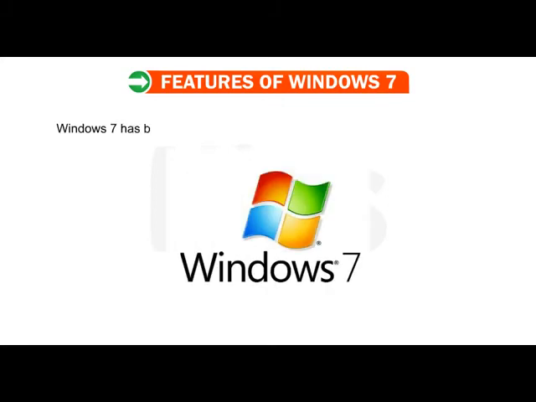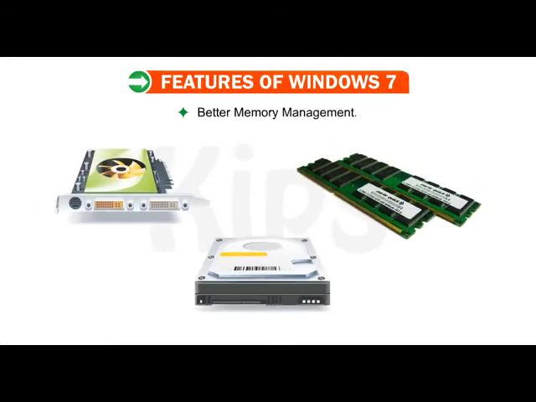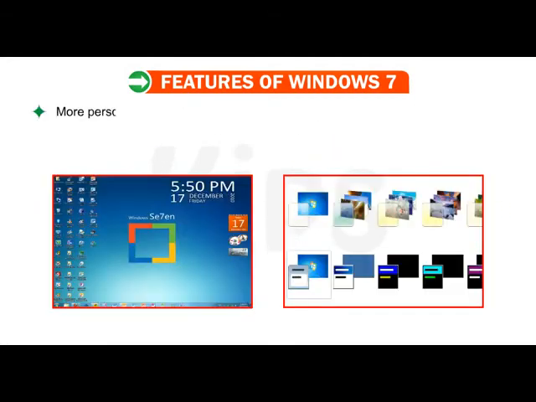Let's first discuss the main features of Windows 7. Windows 7 has become very popular because of its user-friendly environment. The salient features of Windows 7 are as follows. It is easy to use and learn, faster, more reliable and secure. Better memory management. More personal, you can redecorate your desktop with new themes, slideshows or handy gadgets.